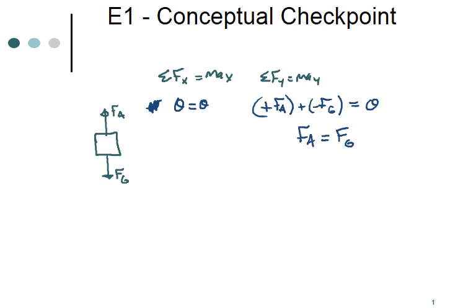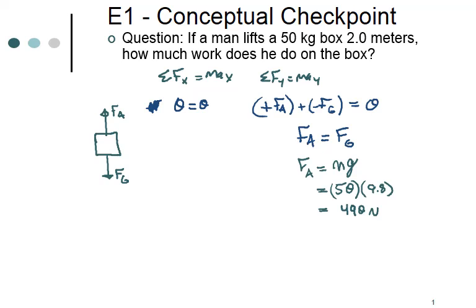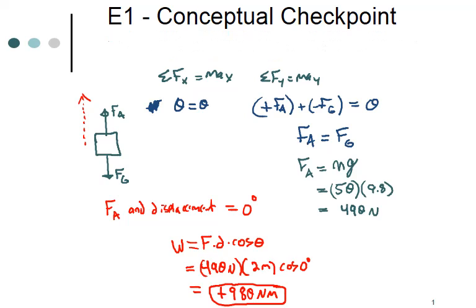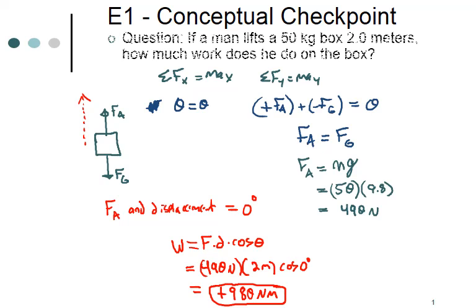All right, so we've got our forces. The force applied is up, force of gravity mg is down, and 490 newtons is the force applied going up, equal to the weight, and the displacement is 2 meters up, and so we get a work of 980 newton meters.